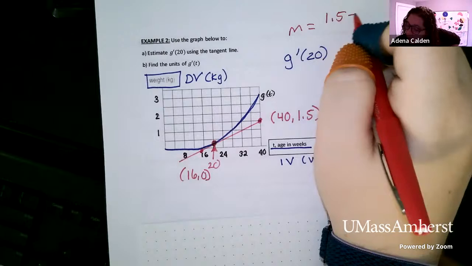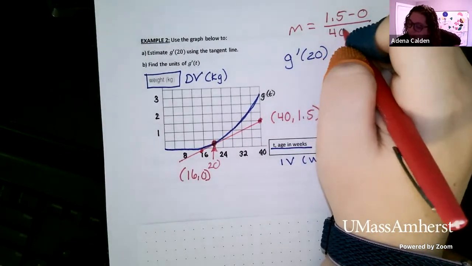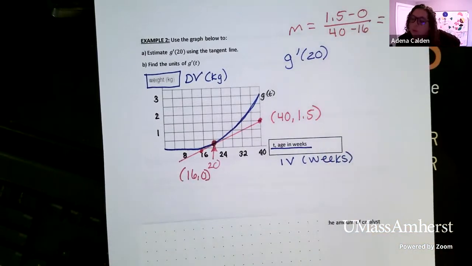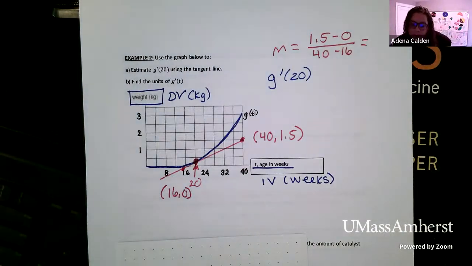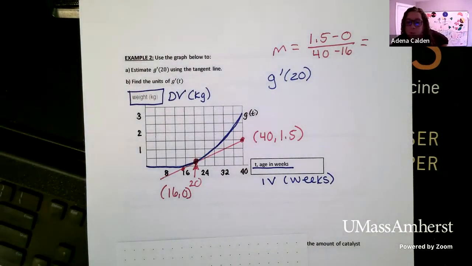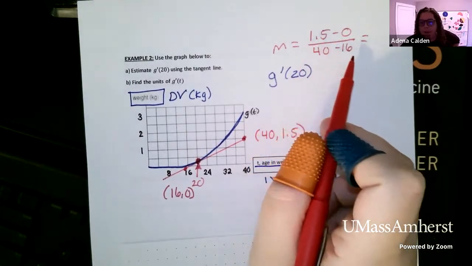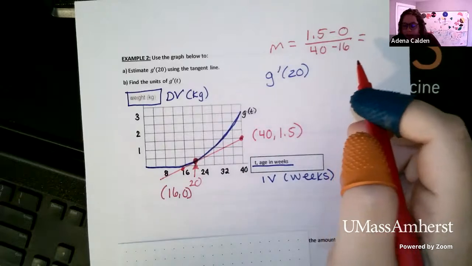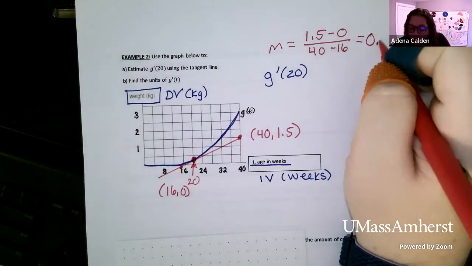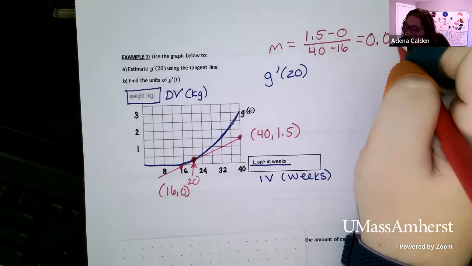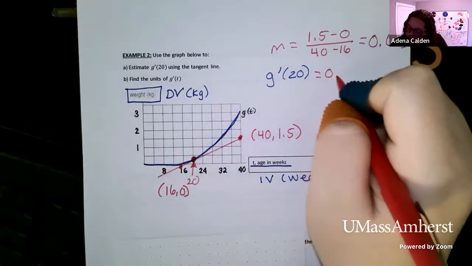We have 1.5 minus 0 divided by 40 minus 16. So we can see that the numerator is going to be smaller than the denominator, so we're expecting a pretty small number. So I put this into my calculator because this was a decimal already, 1.5. So I put this whole thing in my calculator to crunch the number, and I got 0.0625.